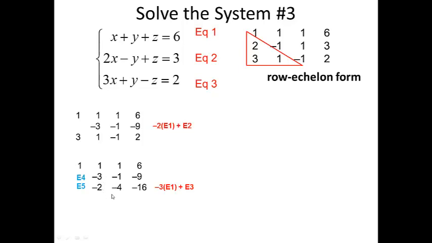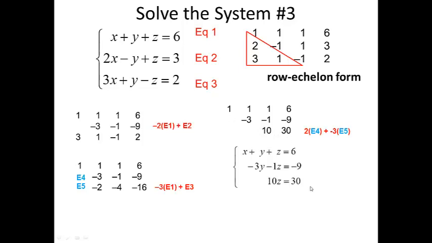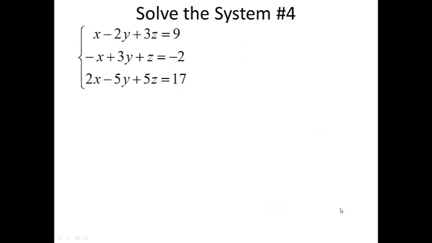So in order to do that, I'm going to call this equation 4 and this equation 5. I'm going to multiply equation 4 by 2 and multiply equation 5 by negative 3 and add them together and put that down here. Okay, now I have it in row echelon form. So that means z is 3, and back substituting I get 1, 2, 3. Okay, try this one, and when you're done, come back and take a look.